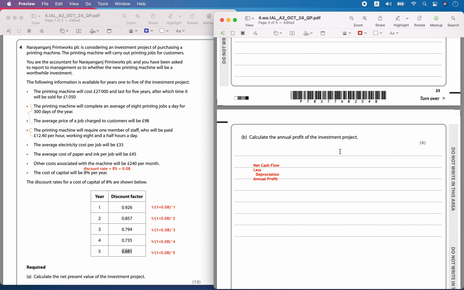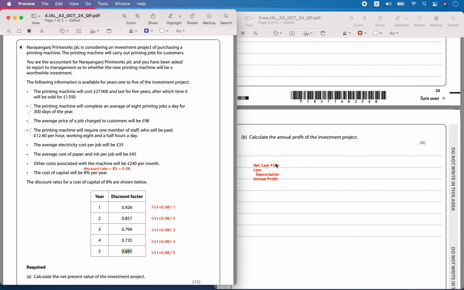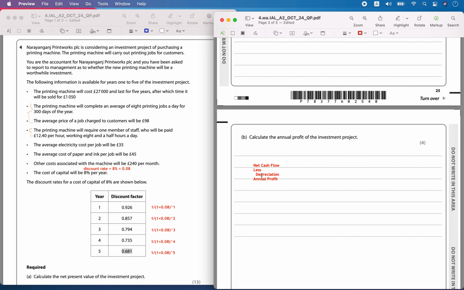Next one is calculate the annual profit of the investment project. So let's calculate the annual profit for this project. So profit is, we know that the net cash flow is this much, less we have to include the depreciation amount, and then we will have to calculate the annual profit. So that's how you will calculate the net annual profit. Okay, so the net cash flow, we had already calculated the revenue and the other costs. That is the net cash flow that's happening. We can take that directly.